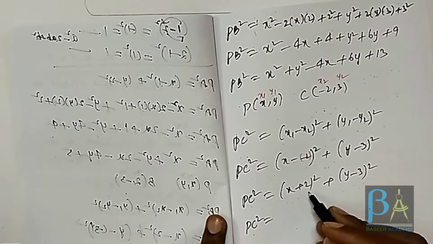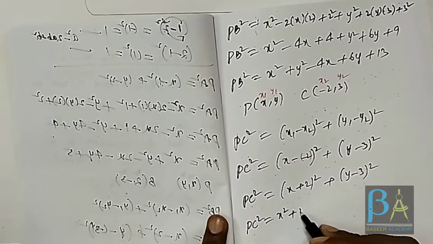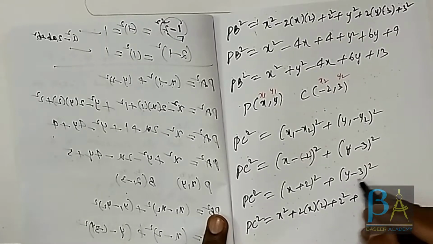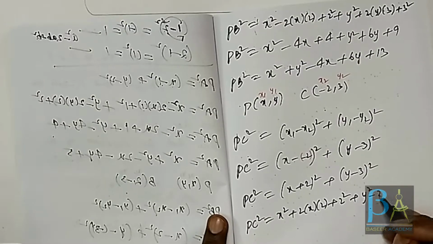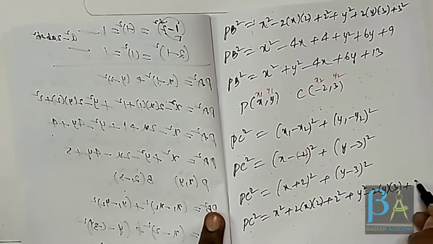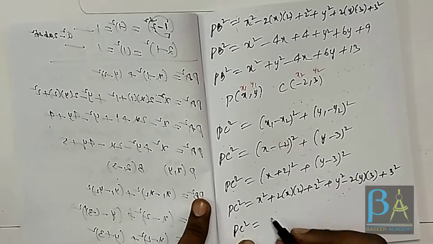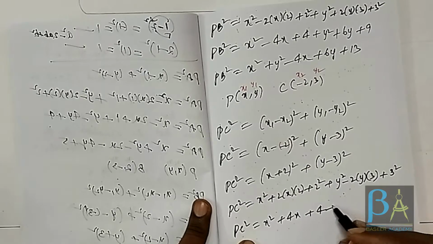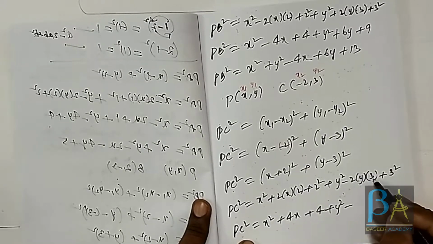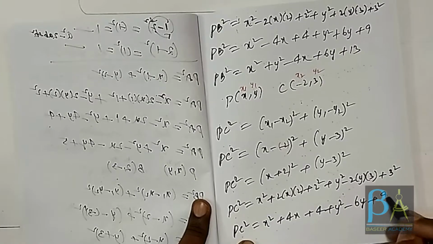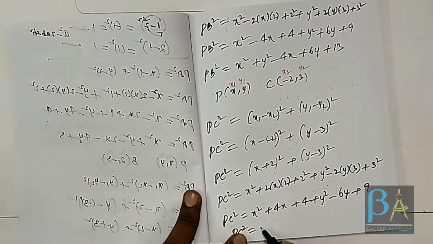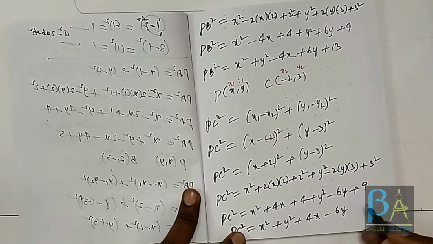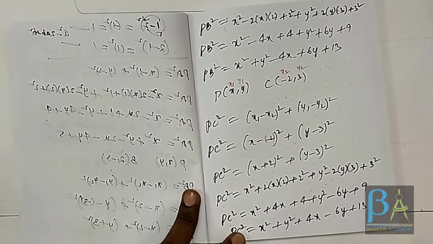Now I'm going to expand this using the a plus b whole square formula, which is a square plus 2ab plus b square, and I'm going to expand this using the a minus b whole square formula, which is a square minus 2ab plus b square. So PC square is going to be x square plus 2 into 2 is 4, 4 into x is 4x, 2 square is 4, y square minus 2 into 3 is 6, 6 into y is 6y, 3 square is 9. So finally PC square is going to be x square plus y square plus 4x minus 6y, 9 plus 4 is 13. I just rearranged the terms.